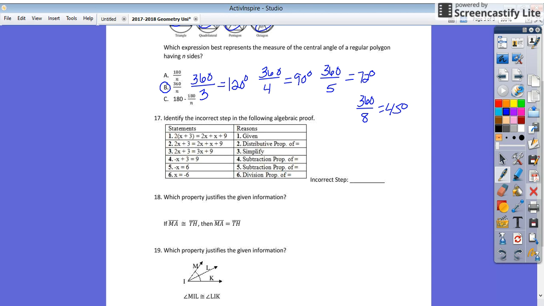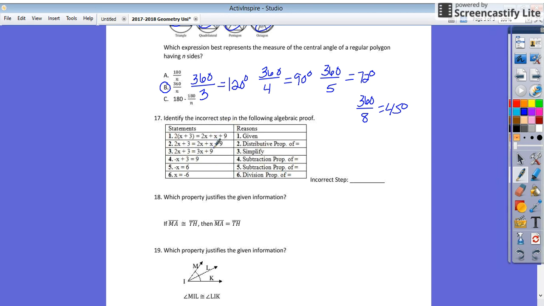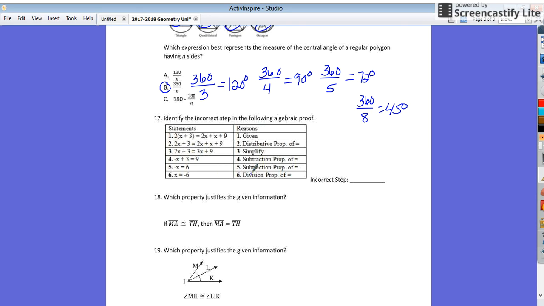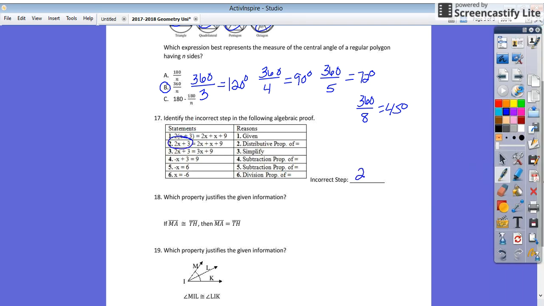On number 17, we're identifying the incorrect step in the following algebraic proof. So we have our statements on the left, reasons on the right. If you look carefully, the first mistake that we have is that our 2 is not distributed properly when we do the distribution. So the incorrect step would be step number 2 because of our incorrect distribution.